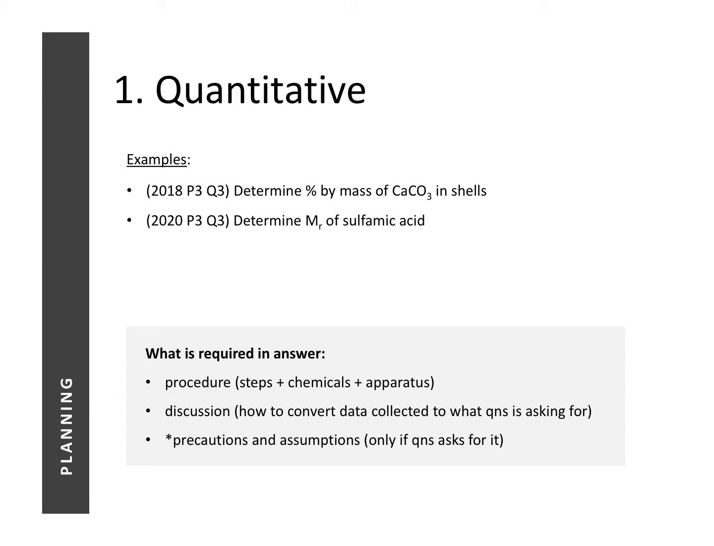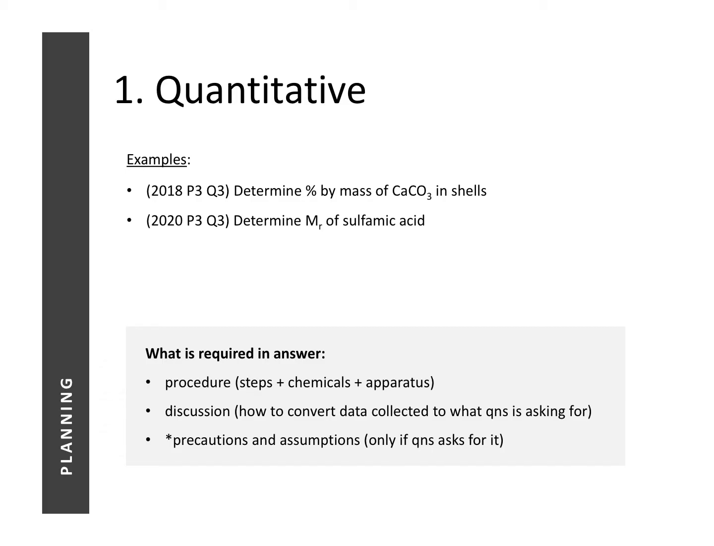So first, I'll briefly go through the approach to solving quantitative planning questions before we look at what is required in the answer. So for quantitative planning questions, usually the approach is this, that we need to fully react the substance with another reactant and measure the amount of a product that is formed. Usually the product is a gas, so we would measure the volume of gas produced. And from the volume of gas produced, we can find the number of moles. And by comparing mole ratio, we can therefore find the amount of the substance that was reacted.